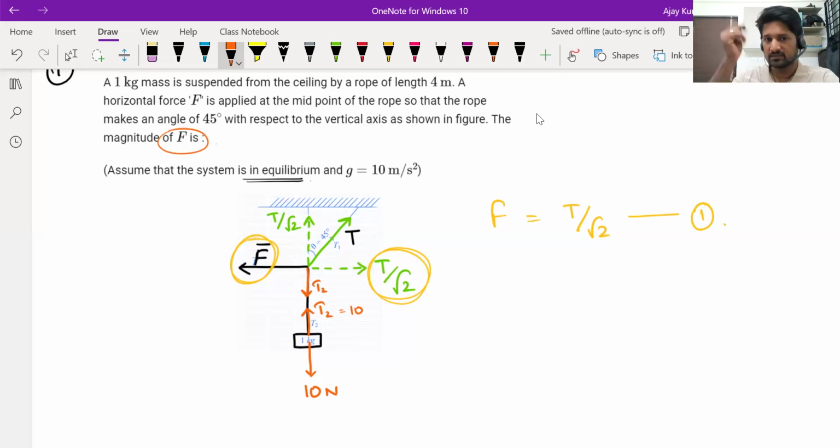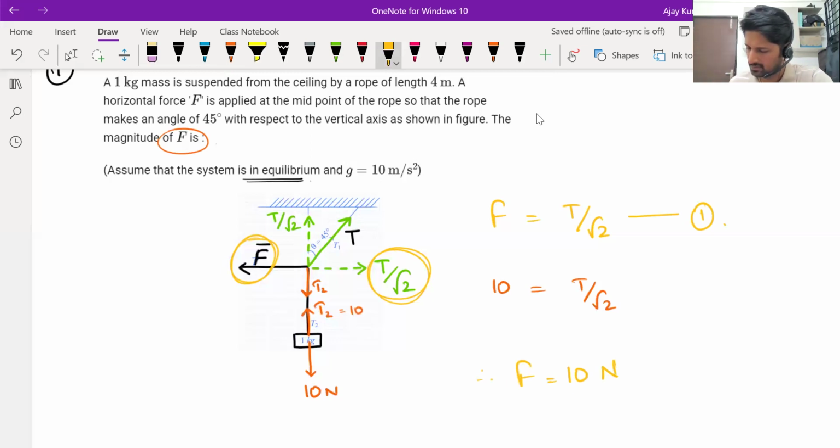Okay, and it balances the upward force T by root 2. So T2, which is 10 newtons, is equal to T by root 2. Fine. So T by root 2 becomes 10. That means the force F is 10 newtons.